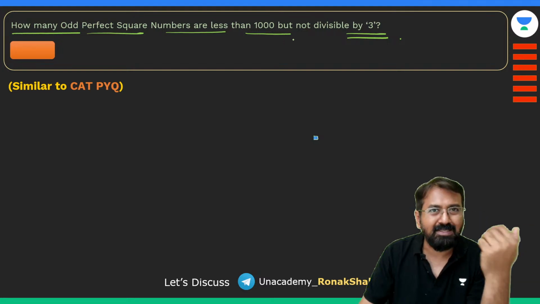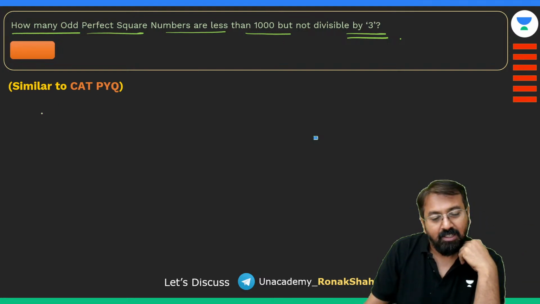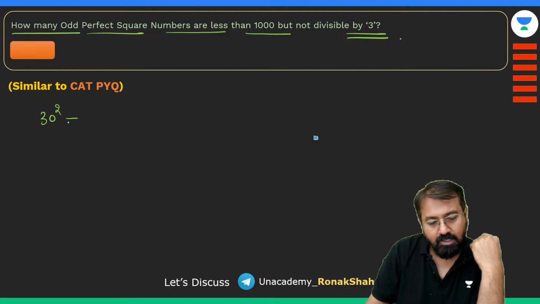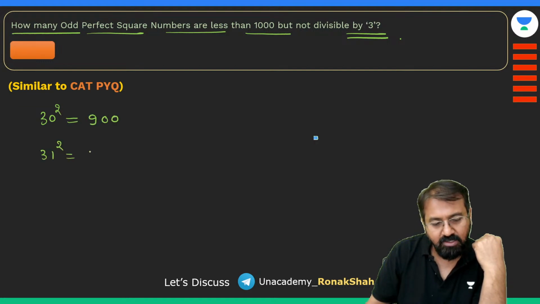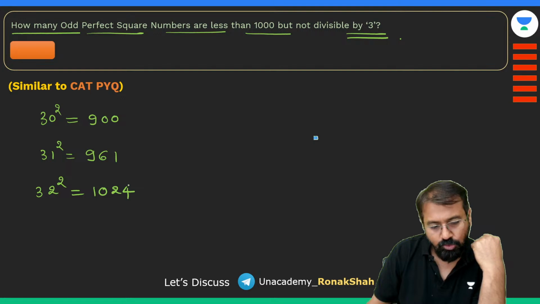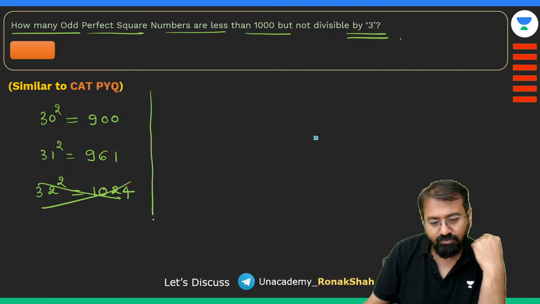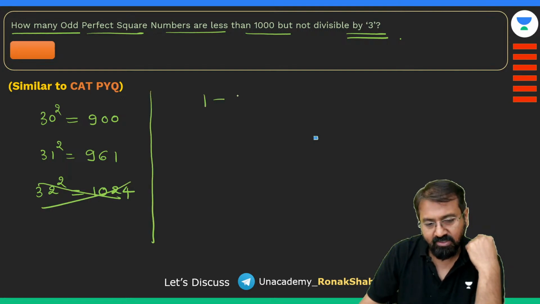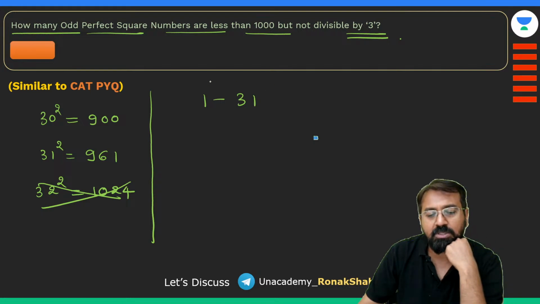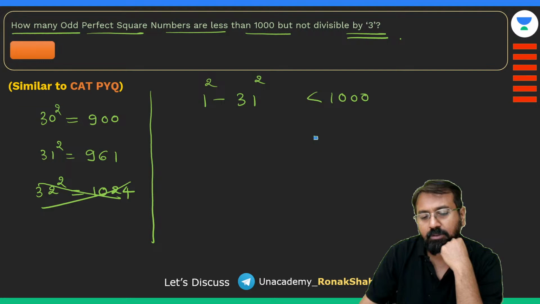How many square numbers are less than 1000? Can I say 30 square is 900, 31 square is 961, 32 square is 1024? So we can't take this. So can I say 1 to 31 number squares? 1 to 31 number square will be less than 1000, right?